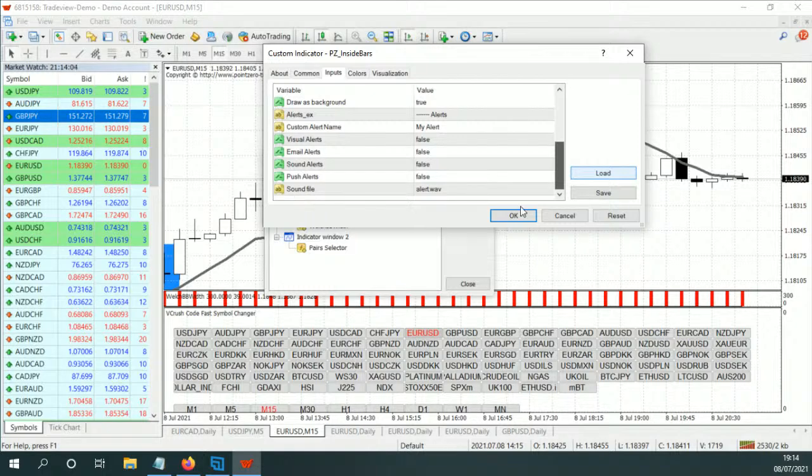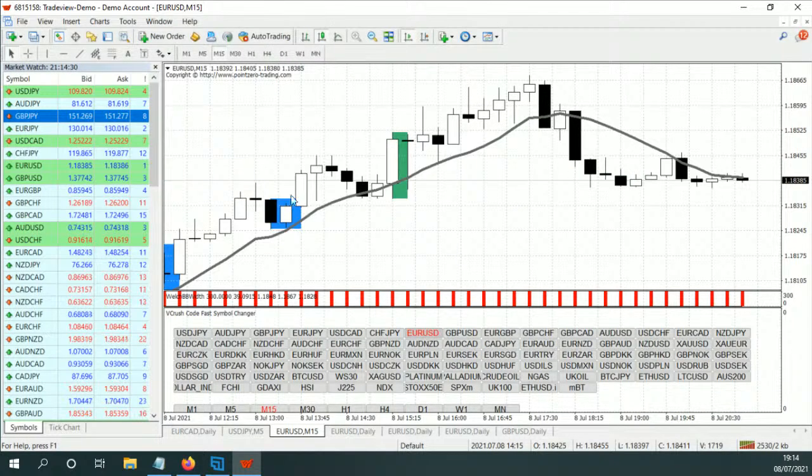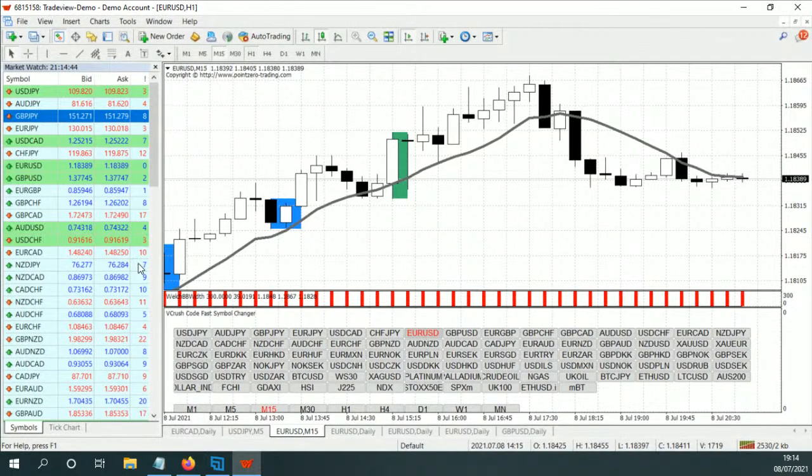So when there is an inside bar, you can set the alarm to notify you, and you will know that, hey, it has happened, so get ready to trade. This strategy can be applied to any pair, any time frame. Currently we are on the 15 minutes time frame. If I like, I can change it to the 1 hour time frame and see if there is going to be any trade.